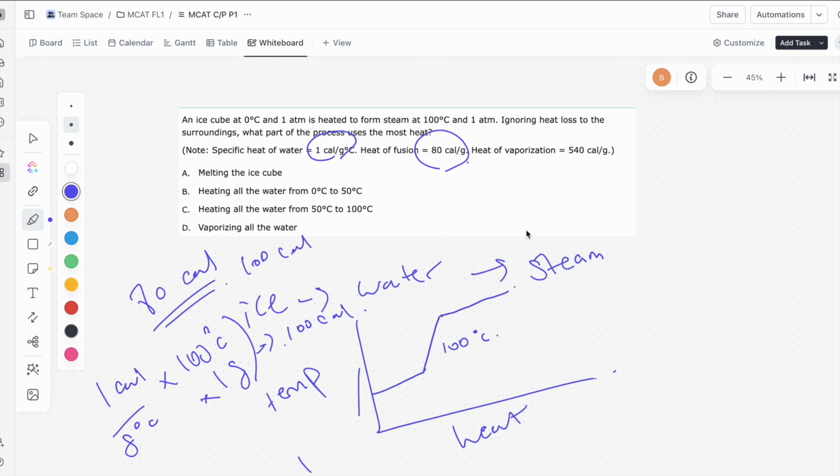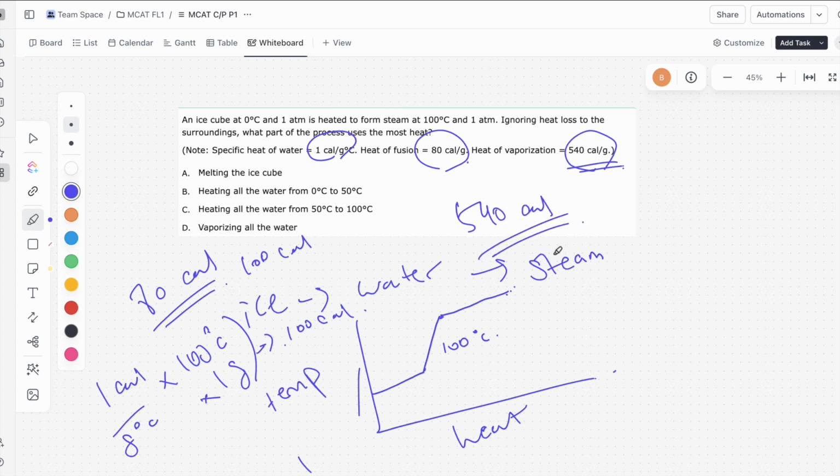And then heat of vaporization. This is when you convert all of that water at 100 degrees Celsius into steam, essentially boiling. How much energy is it going to take to go from water at 100 degrees Celsius to steam at 100 degrees Celsius? That's 540 calories per gram. So if we have 1 gram, this process requires us to use 540 calories.